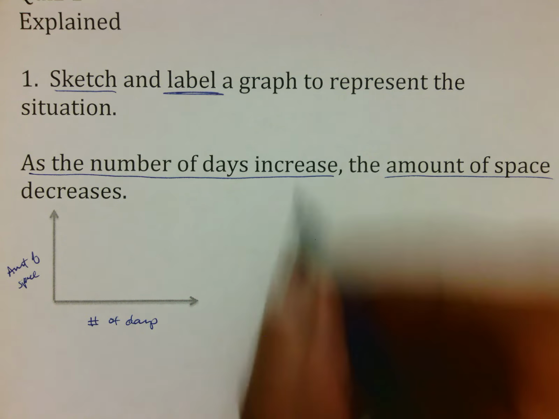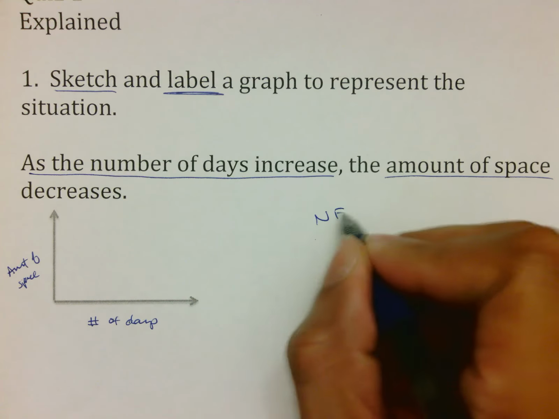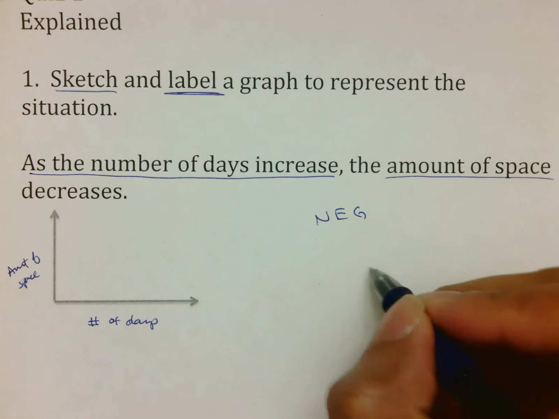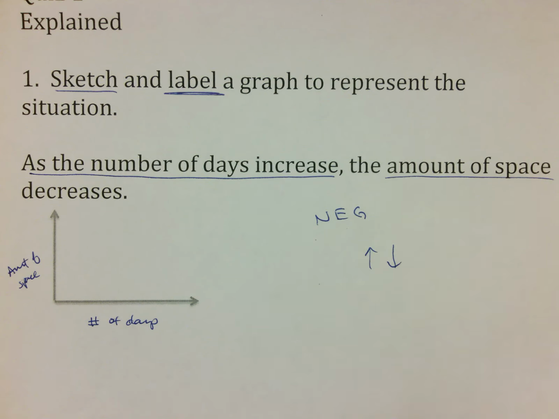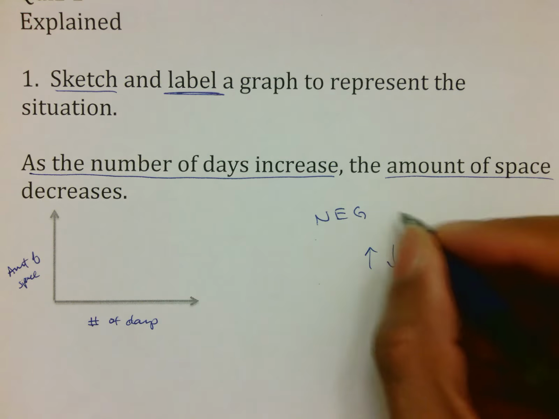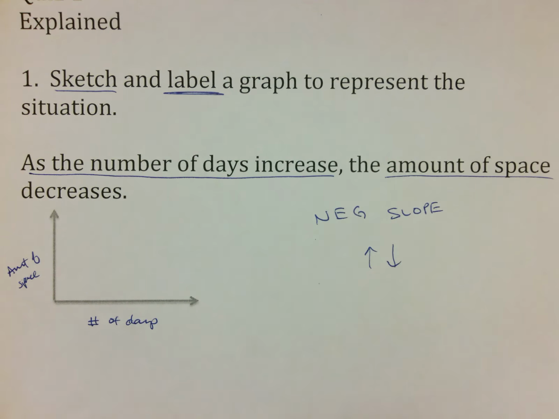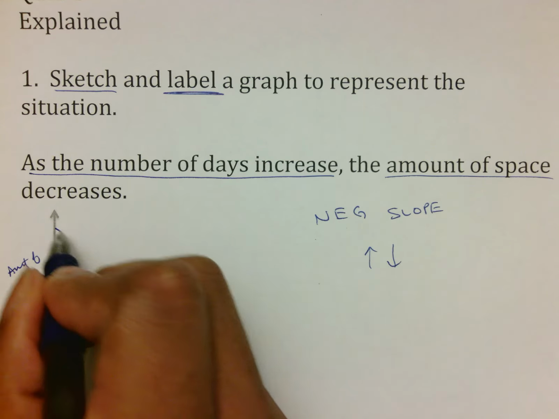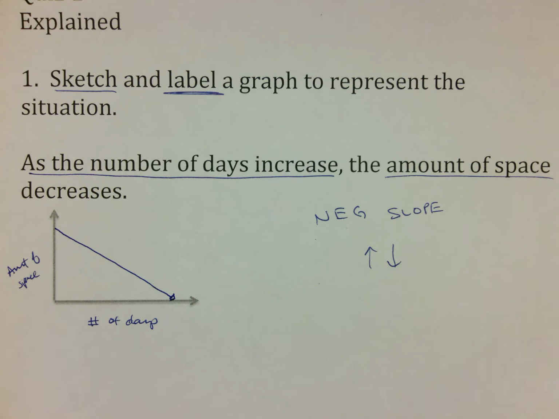The thing here is, as the number of days increase, the amount of space decreases. That is a negative relationship because one going up and one going down means that those two don't agree with each other, and so you want to make sure you have a negative slope, which is why we did that problem where I asked you what a negative and positive slope was. So you want to make sure you have a graph that shows this situation going down to 0. That should have been the graph you had.